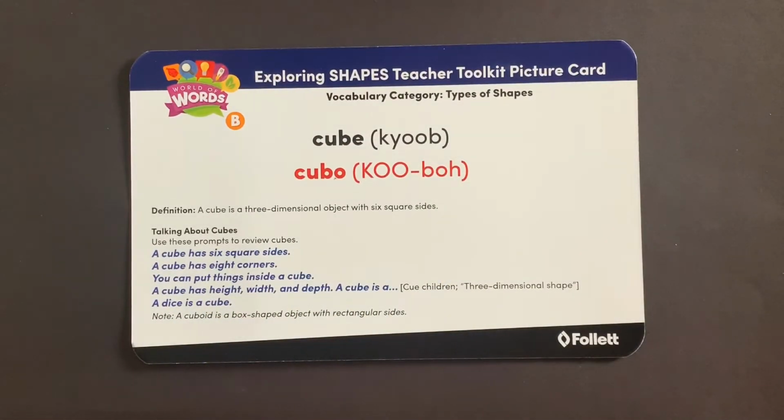A cube has 6 square sides. A cube has 8 corners. You can put things inside a cube. A cube has height, width, and depth. A cube is a 3-dimensional shape. A dice is a cube.